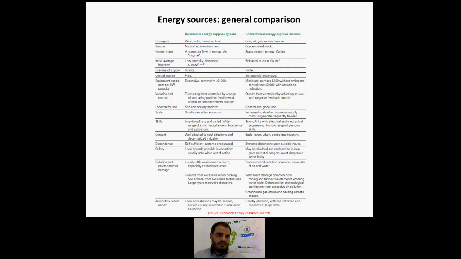Now, differences in aesthetics and visual impact. Local perturbations may be serious in the case of renewable energies, but are usually acceptable if locally perceived. In the case of conventional energy supplies, they are usually utilitarian, with centralization and economy of large scale.